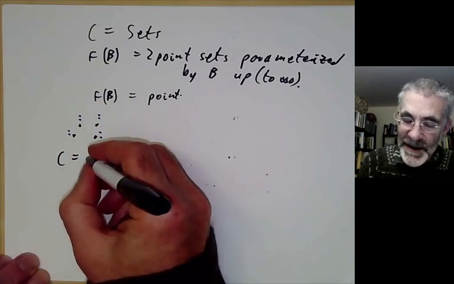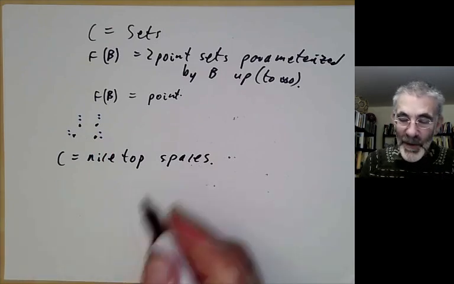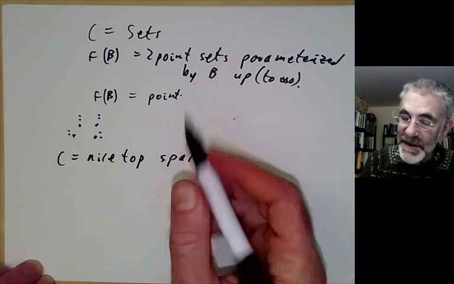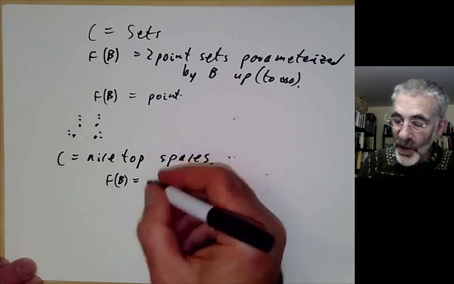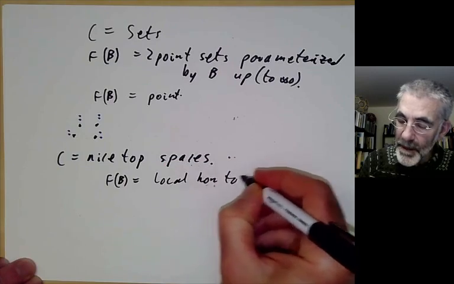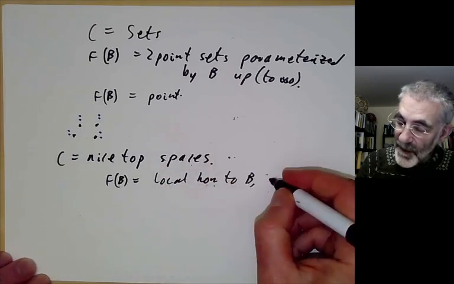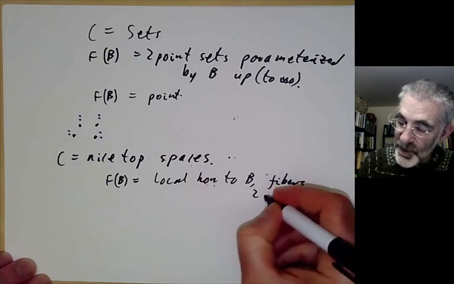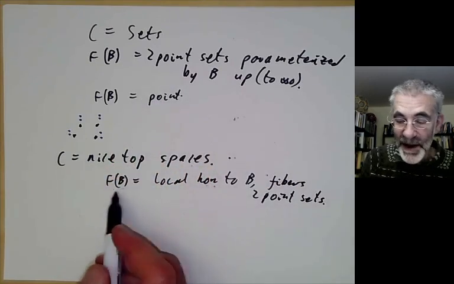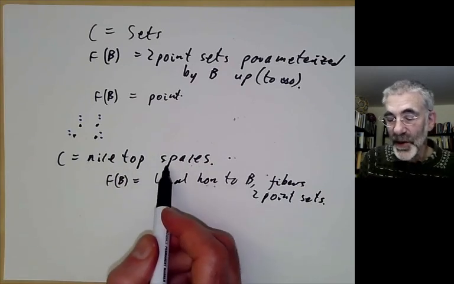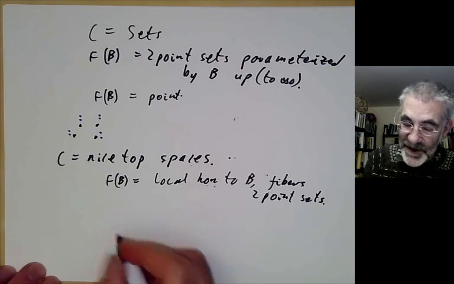So that example is kind of stupid. So let's vary it a bit. Let's take C to be nice topological spaces. I don't quite know what nice means, maybe Hausdorff or something. And we can ask, are the families of two-point sets representable? So what F of B is going to be is something like local homeomorphisms to B, or maybe fiber bundles over B or whatever, whose fibers are two-point sets. And you might think this is pretty much the same as with the category of sets. This is just going to be represented by a single point because there's only one two-point topological space up to isomorphism, provided the space is, say, Hausdorff. Well, the problem is this fails and this functor isn't representable.